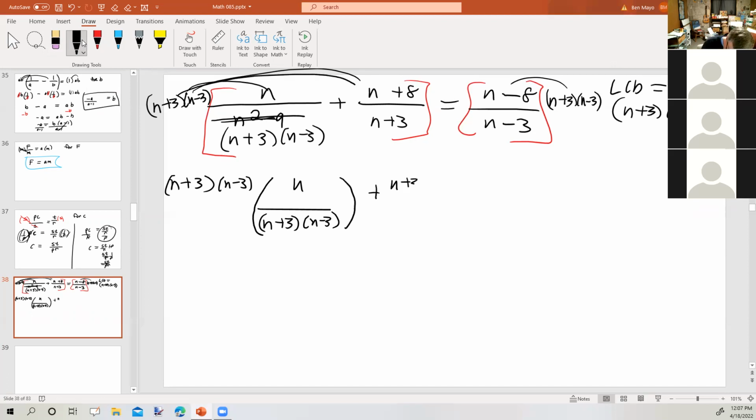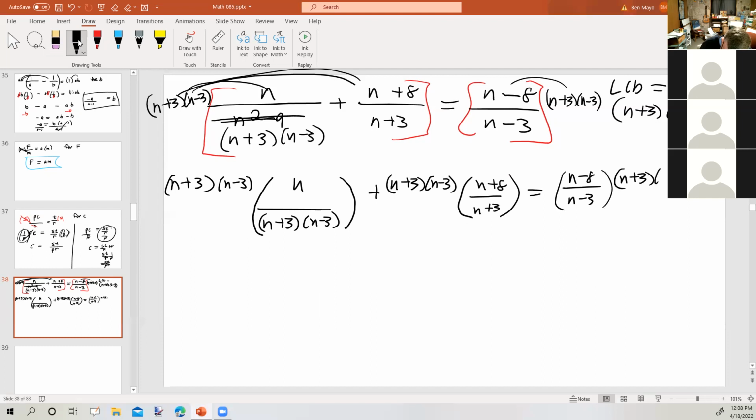Plus n plus 3 times n minus 3 times n plus 8 over n plus 3 equals n minus 8 times n minus 3 over n minus 3 times n plus 3 times n minus 3. Put these in there just to remind you where things are. Okay, let me know when you're ready to go to the next step. Ready.